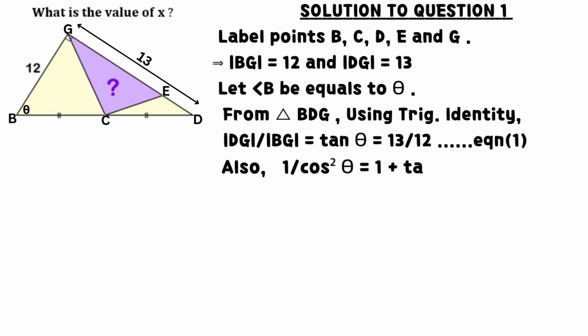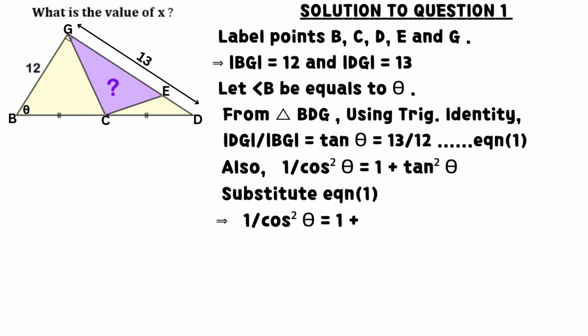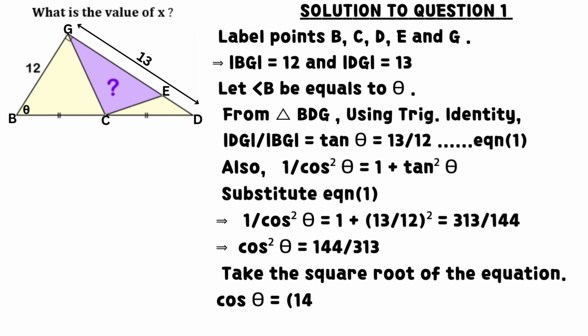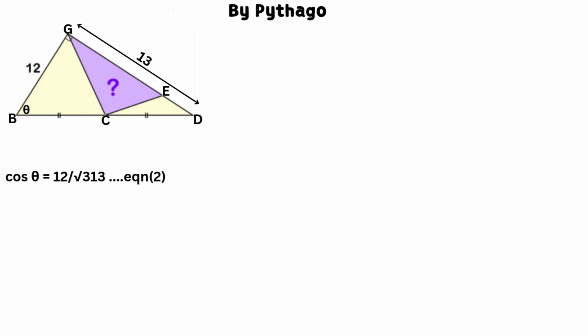Also, 1 divided by the square of cosine θ equals the sum of 1 and the square of tan θ. Substitute equation 1. It follows that 1 divided by the square of cosine θ equals 313 divided by 144. This implies that the square of cosine θ equals 144 divided by 313. Take the square root of the equation. Hence, cosine θ equals 12 divided by the square root of 313. We call it equation 2.